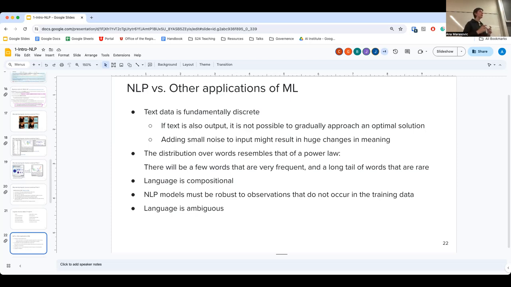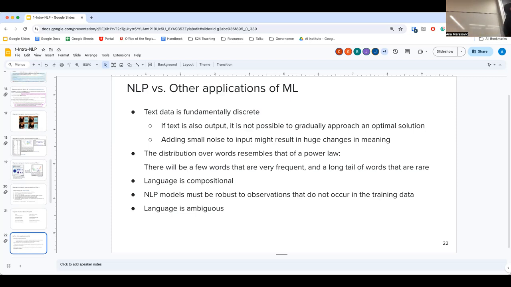So these two things together mean that NLP models must be robust to observations that do not occur in the training data. And this is a bit of a stronger notion of generalization than the standard notion of generalization in machine learning, where your model needs to generalize to new instances of the distribution you have seen during training. Here, you might have never seen a word or a sentence, but you still need to be able to understand the meaning of this whole sentence like a human.